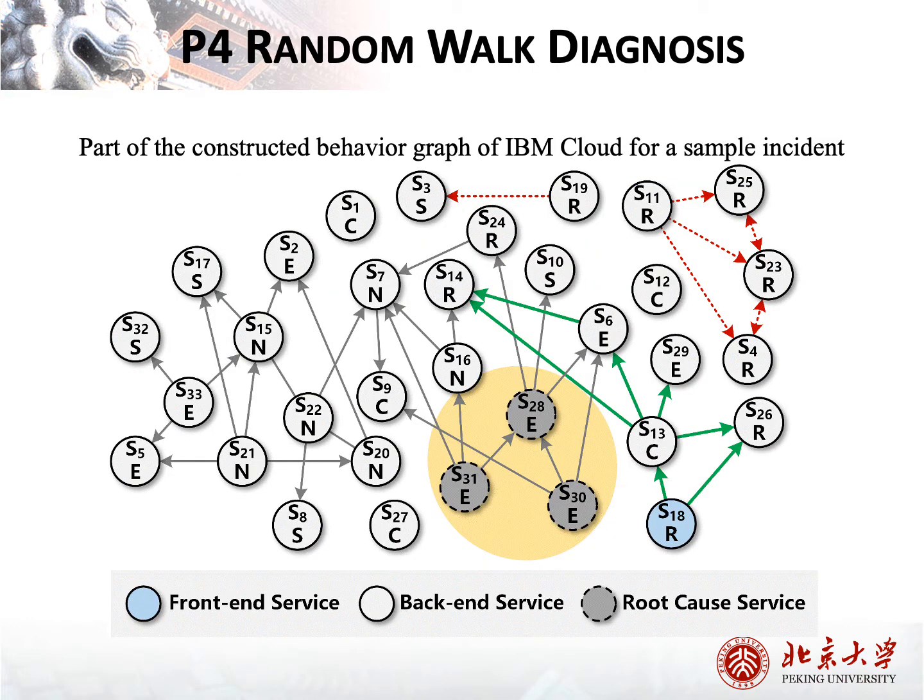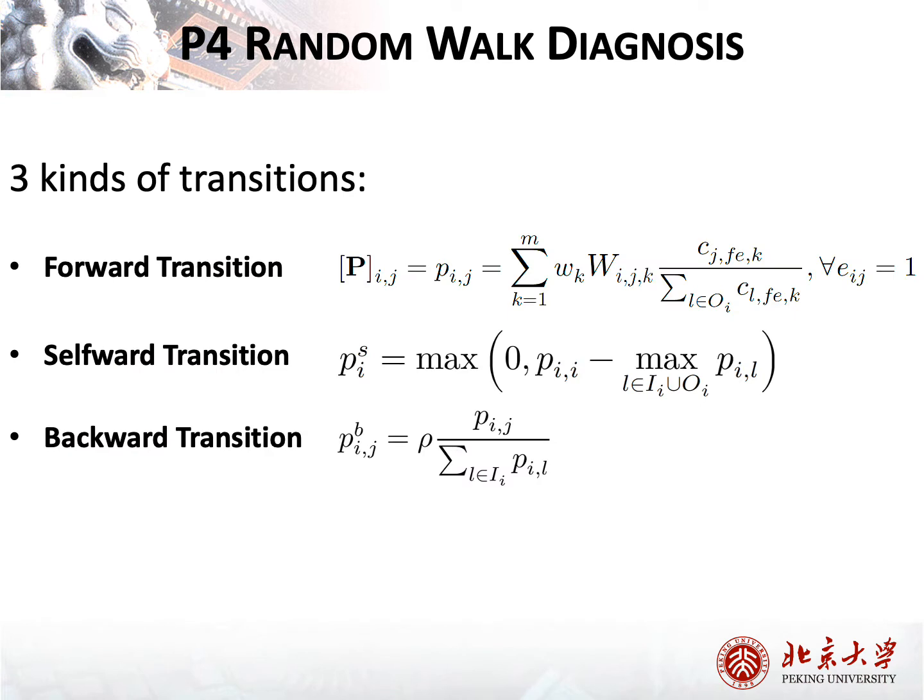This graph is constructed using previous steps. We can see that root cause services number 31, number 28, and number 30 are connected. However, if we follow the edge directions, we can only get to the services indicated by green arrows, which is not the root causes. Thus, we designed a heuristic random walk algorithm including forward, self-ward, and backward transitions to help locate the root causes. Three transitions are defined with these probability quotients.